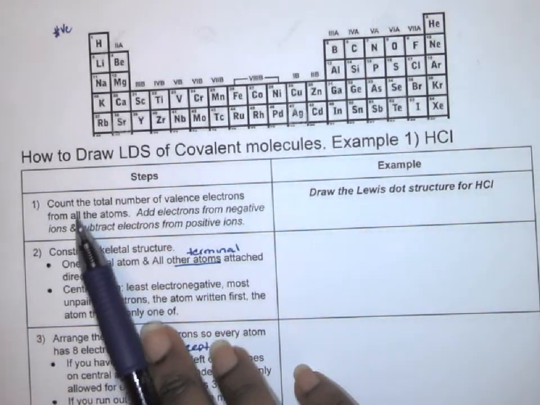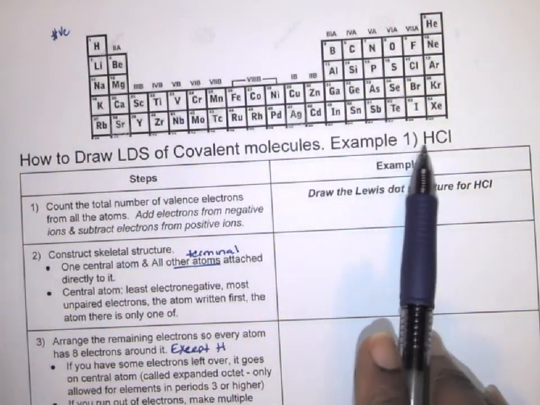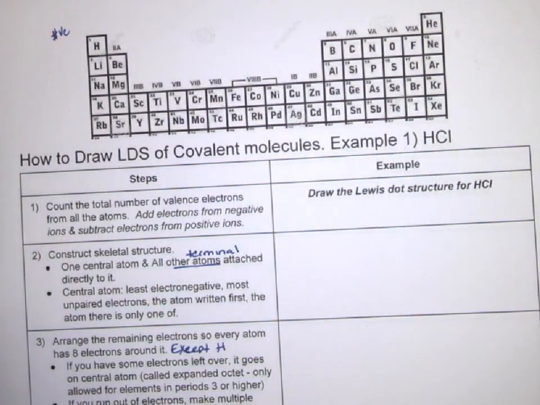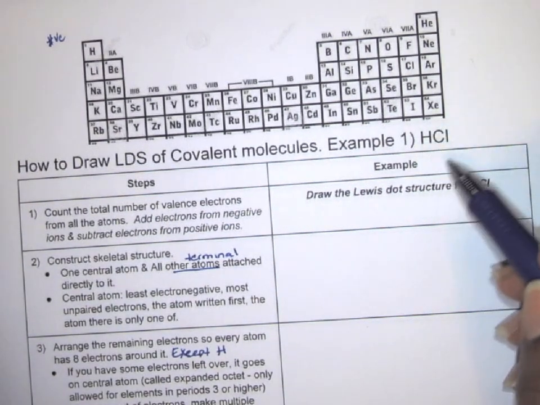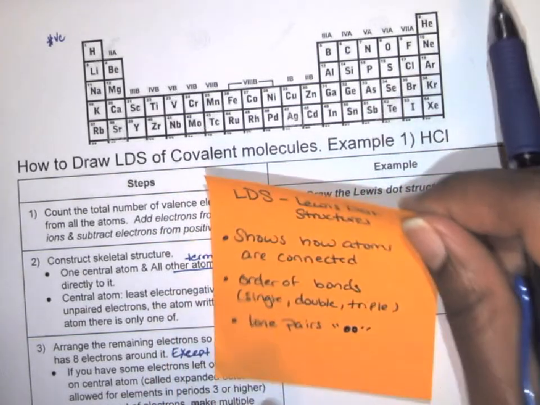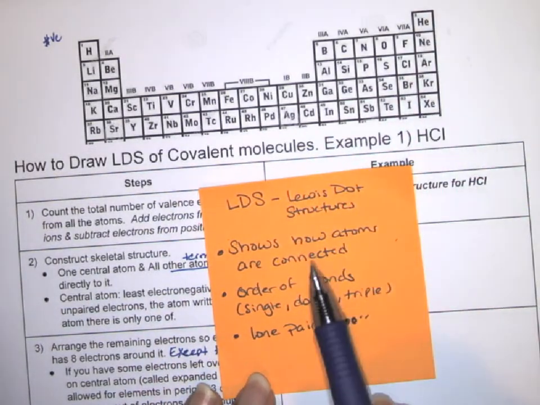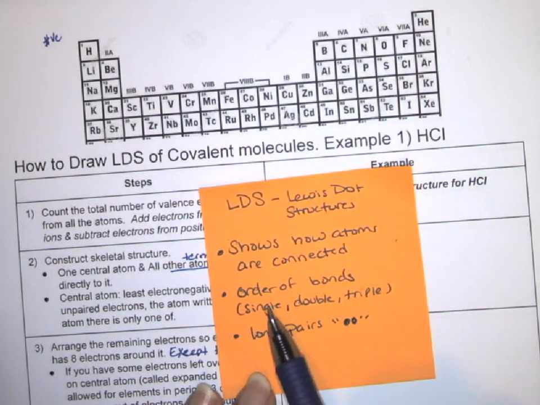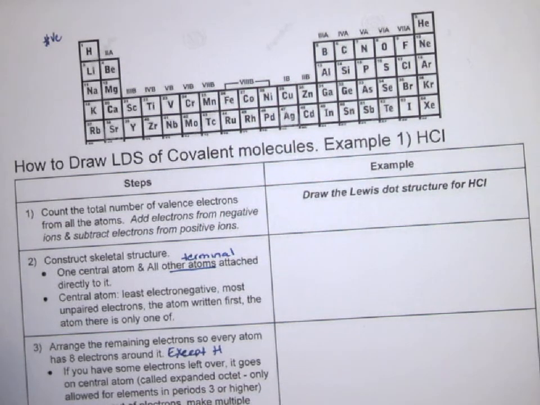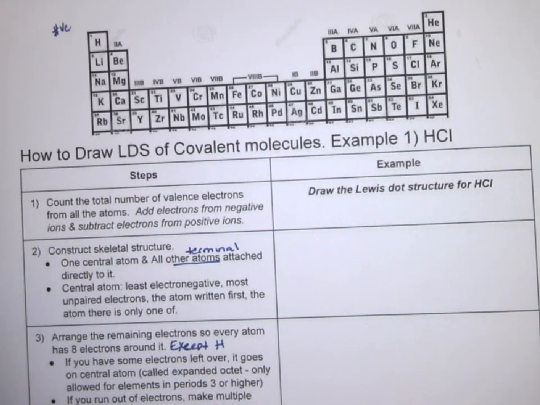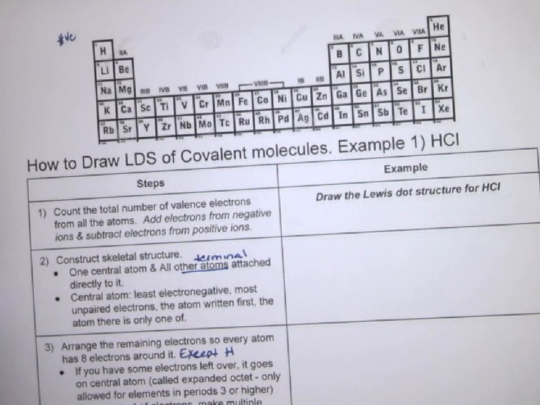So what do I mean by drawing a Lewis dot structure of a covalent molecule like HCl, also known as hydrochloric acid? When I say draw a Lewis dot structure, can you, from a chemical formula like this, create a structure of the molecule that shows how the atoms are connected, the order of bonds, are they connected by single, double, or triple bonds, and where the lone pairs are? And that's what a Lewis dot structure does. It basically shows you where all the valence electrons go, if they go in bonds, what type of bonds, and lone pairs. So let's get started by following these steps.